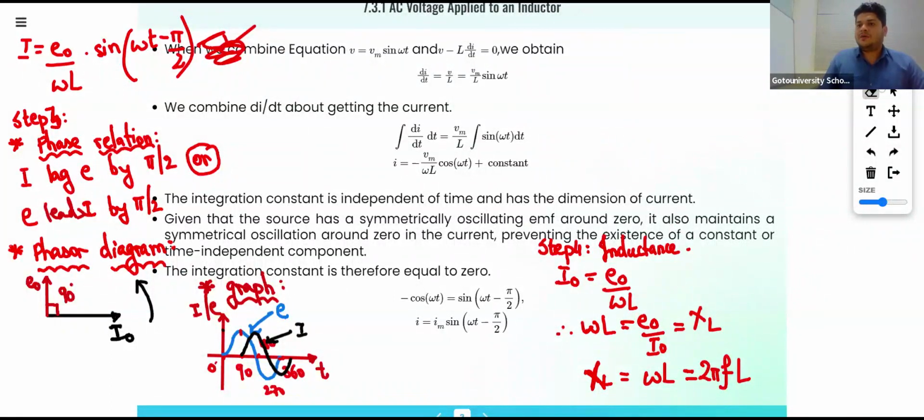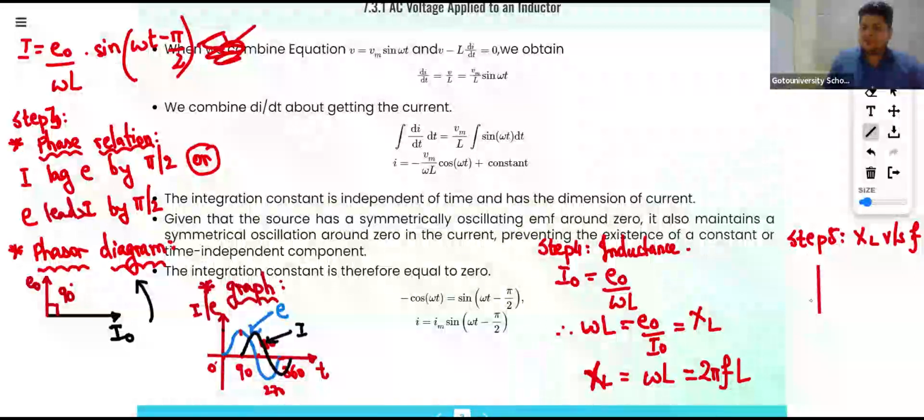If you speak about the next step, it will be step number 5. In step number 5, you are going to plot the reactance versus frequency, that is XL versus frequency. It's too simple. Here we have XL, here we have frequency. 2 is constant, pi is constant, L is constant. That means XL is directly proportional to f.